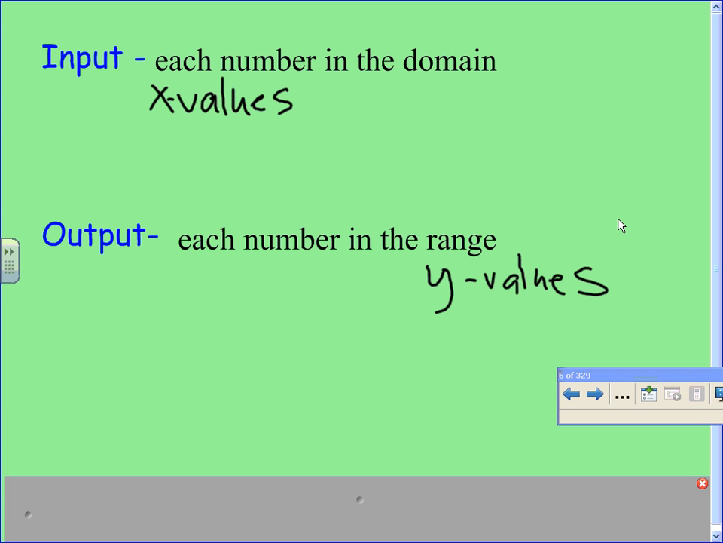Okay, X is domain, X is input, X is independent. Y is range, Y is dependent, Y is output. There are 3 names for each variable. Okay, I guarantee your first quiz in this chapter, I will ask you that in some way or some form. Okay, 3 names for each variable.